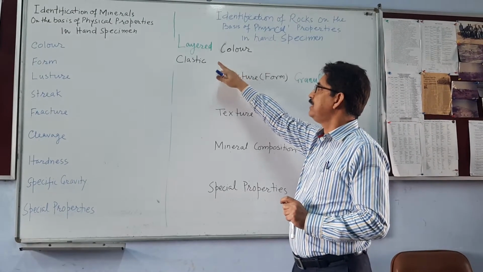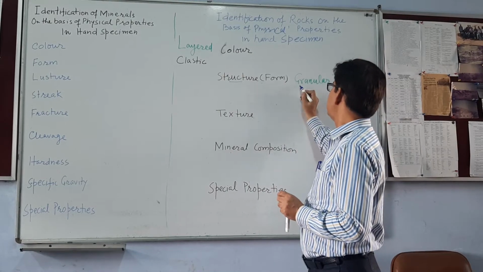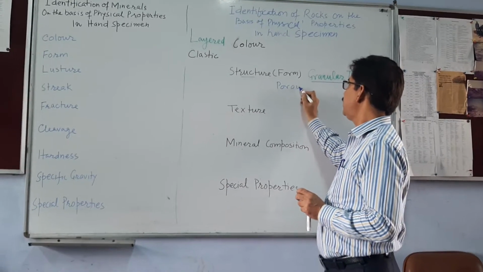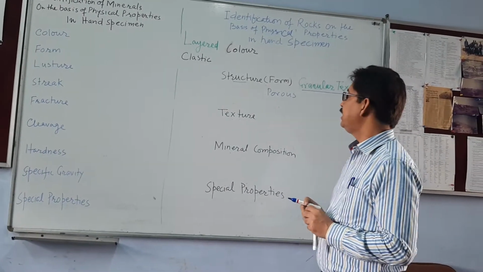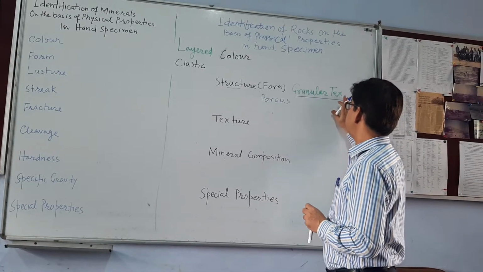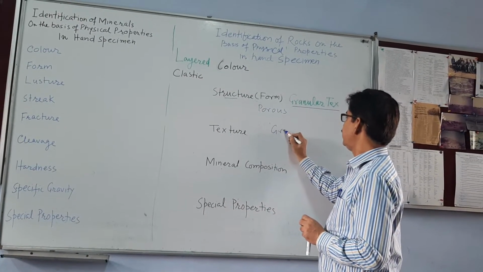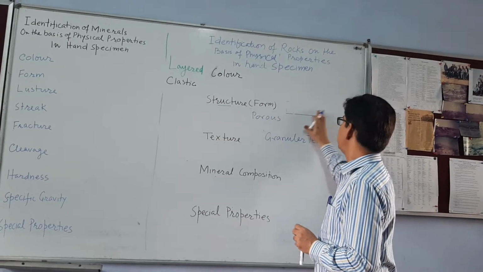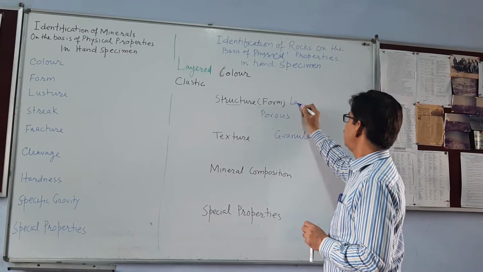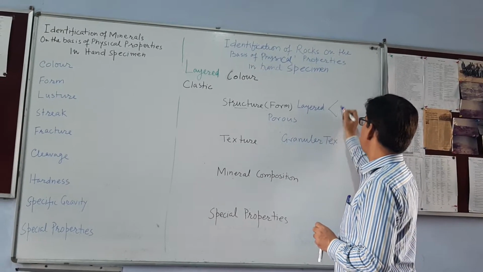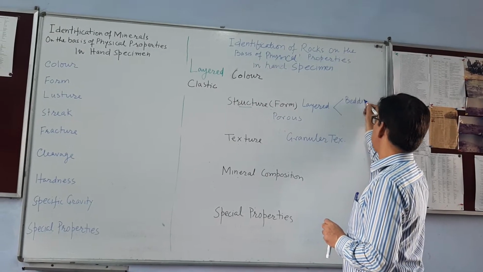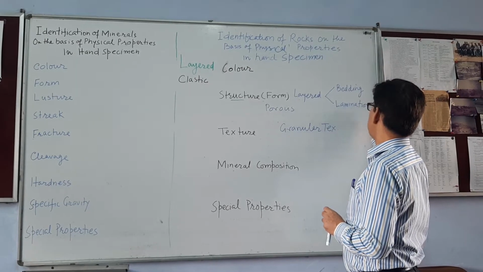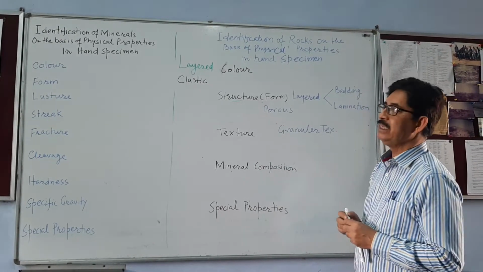If it has granular texture, then it is a clastic sedimentary rock, where you can see that there is a space between each grain, and that's why it is porous. The texture I should write here: granular texture. And here I will write in structure it is layered, and in layered you may have what is called a bedding plane, or you can have a lamination plane, depending upon the size of the sediment.